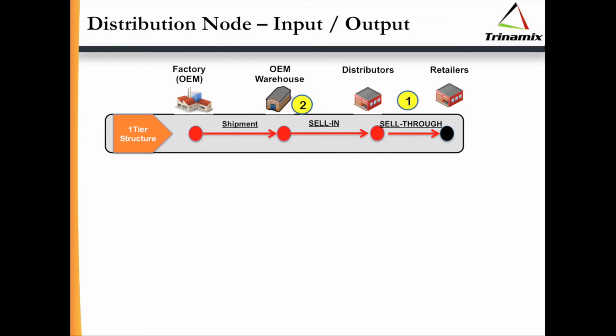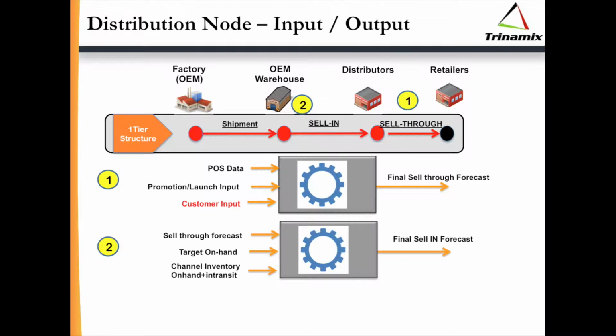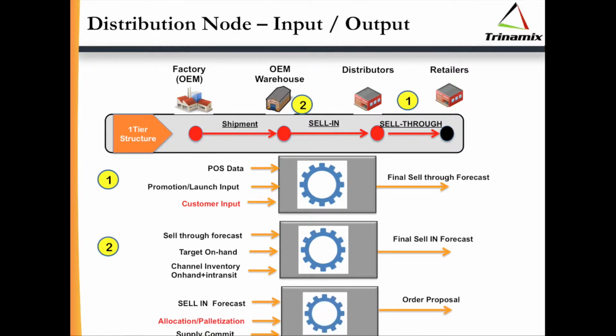For simplicity, let's understand the inputs and output information at each node. At first, you take POS data, promotion, or launch input along with the customer input to create a final sell-through forecast. Once you have the sell-through forecast ready, you take it along with the target weeks of on-hand and existing inventory to create the final sell-in forecast. I believe this is the most important part of the solution. Once you have the sell-in forecast available, you apply supply commit and customer-specific rules to create the final order proposal. You also track all important KPIs along the way.